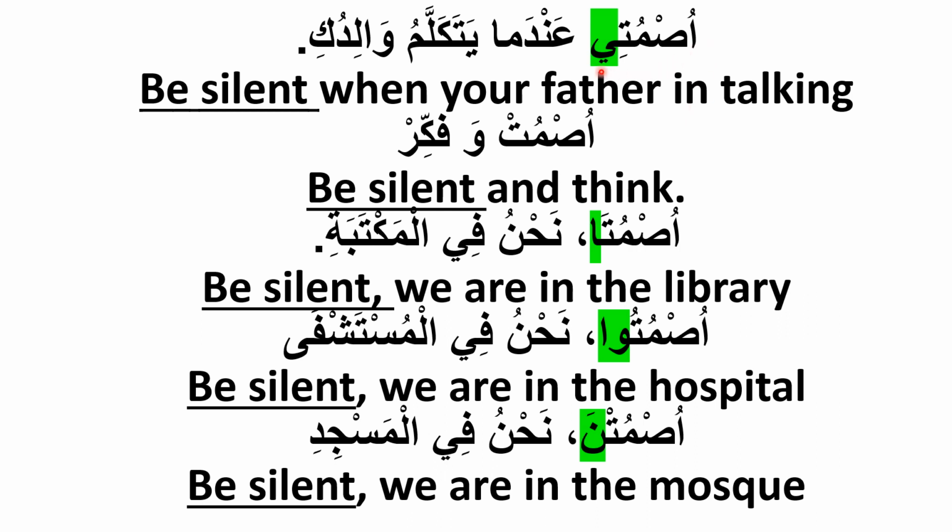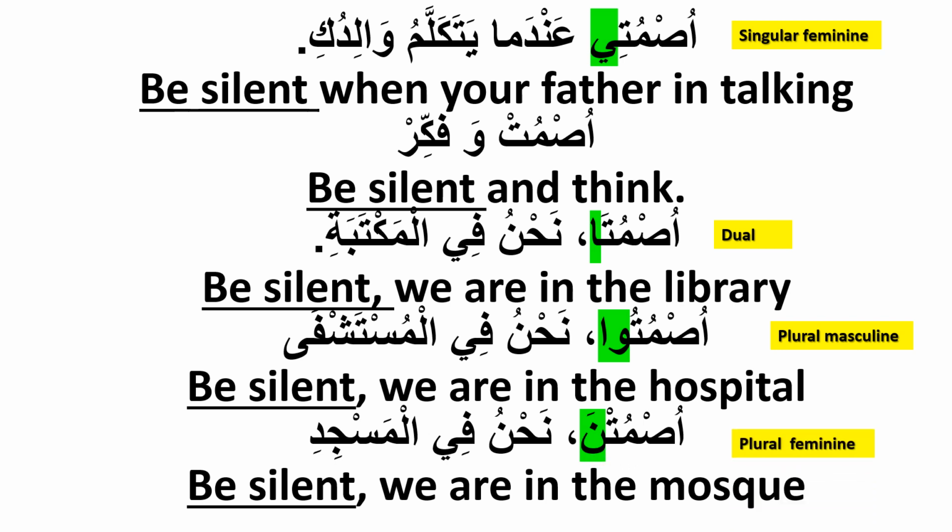اصمتي, the ya indicates singular feminine. اصمتا, the alif is for dual. اصمتوا, the u is for masculine plural. And اصمتنا, the na is for feminine plural.